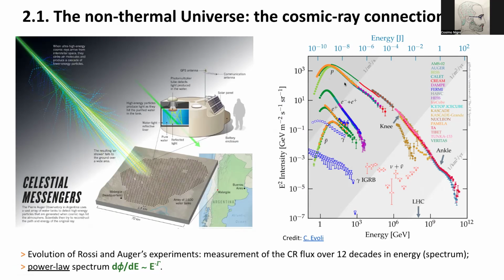You remember that I said that Rossi was the first one to measure the cosmic ray spectrum. Well, now we can measure the spectrum, that is the distribution of energy of the cosmic rays, over 12 decades in energy. We have the capabilities to measure with different instruments, as you can see in the plot on the right, the spectrum of cosmic rays. In particular, depending on the instrument, we are even able to discriminate between different particles that constitute the cosmic ray spectrum.